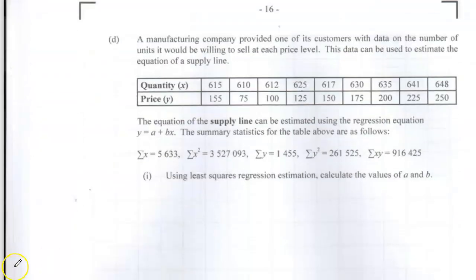On part D. A manufacturing company provided one of its customers with data on the number of units it would be willing to sell at each price level. This data can be used to estimate the equation of a supply line, and its equation should be in the form y equals a plus bx. We're given the summations for each column, for x, y, x squared, y squared, and xy. Using least squares regression estimation, calculate the values of a and b.